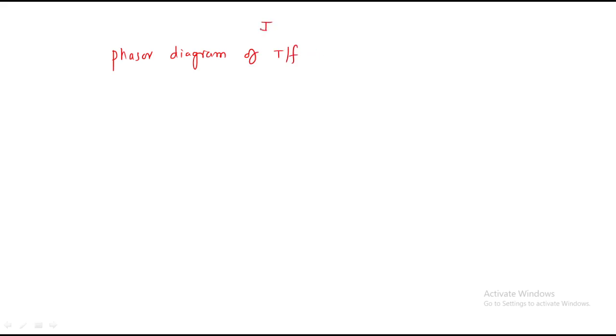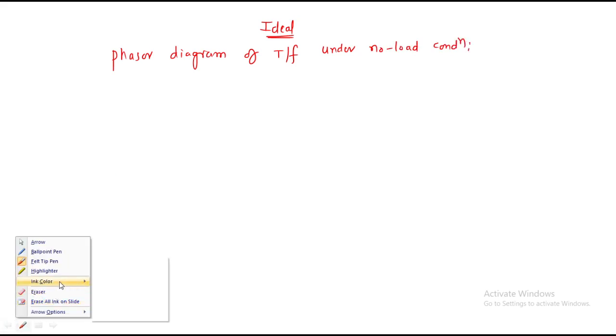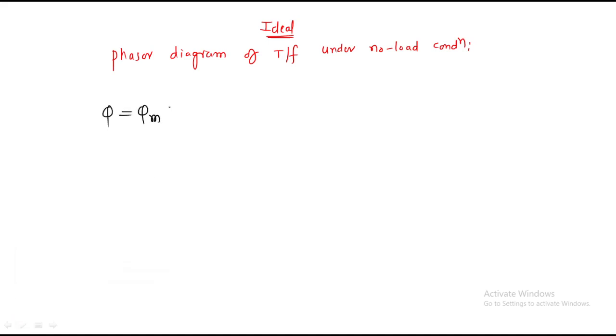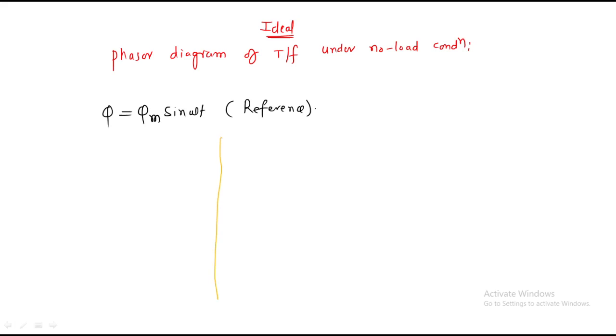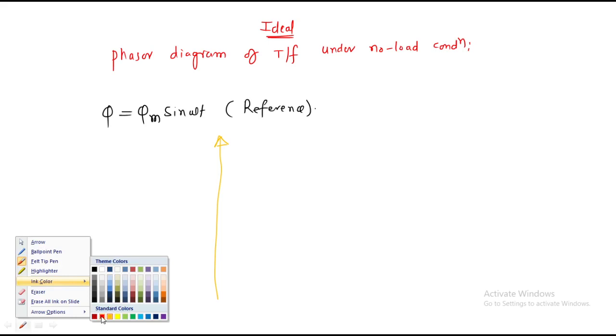transformer, or we can say that ideal transformer under no load condition. So we can say phi, which is nothing but phi m sin omega t. This is taken as reference. With respect to this reference, we can draw the phasor diagram. Okay. What is the reference? Phi m, right?